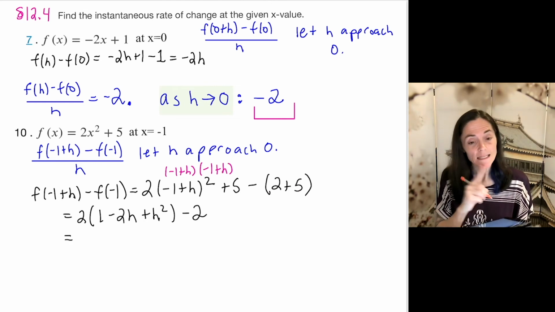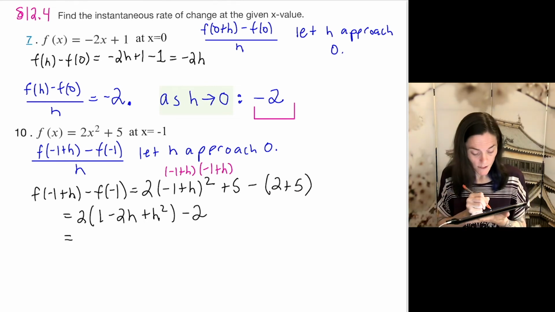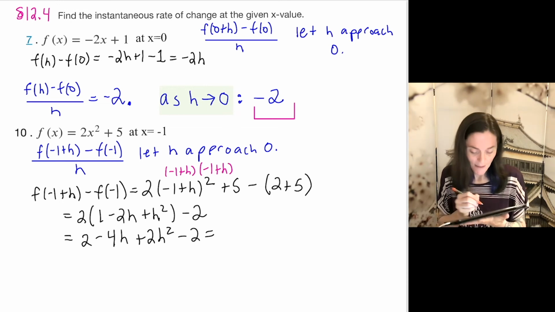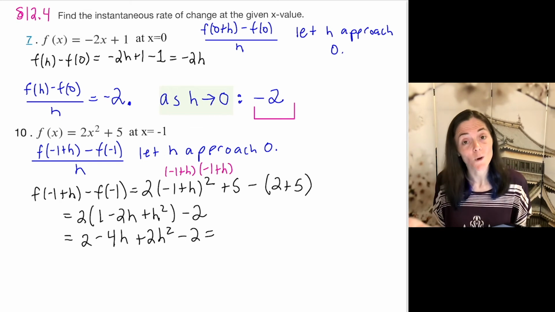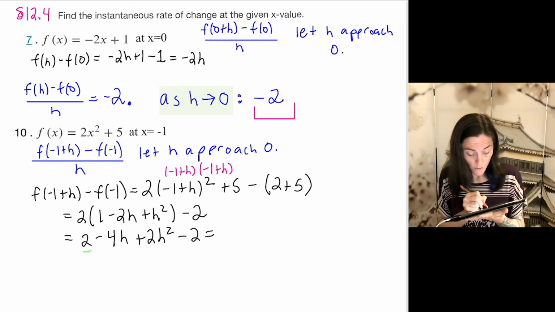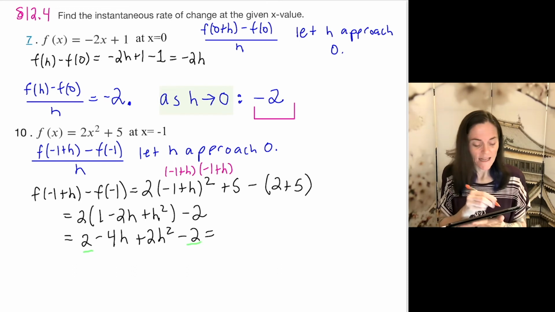Almost there. Distribute the 2 in this first part. We have 2. We have minus 4h. We have plus 2h squared, and then there's this minus 2. So I have really one more step before I go into the quotient part of the difference quotient. I have 2 minus 2, which adds to 0.